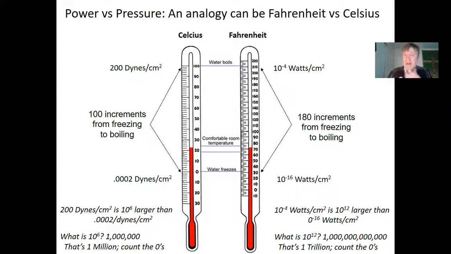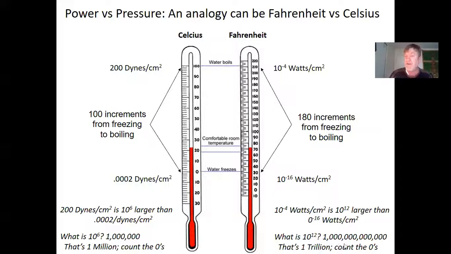So when you're looking at sound in terms of its power, the greatest you can tolerate is 10 to the minus 4. Look what I'm circling here. And the softest you can just barely hear is 10 to the minus 16. And so you've got 10 to the 12 difference. Look where my cursor is at the bottom. And what is 10 to the 12? It's a trillion.